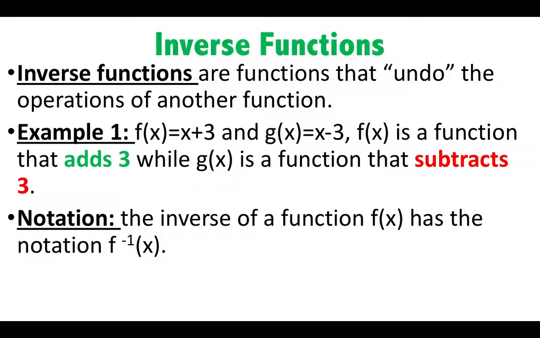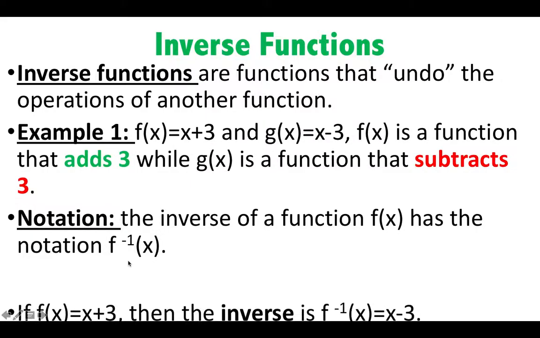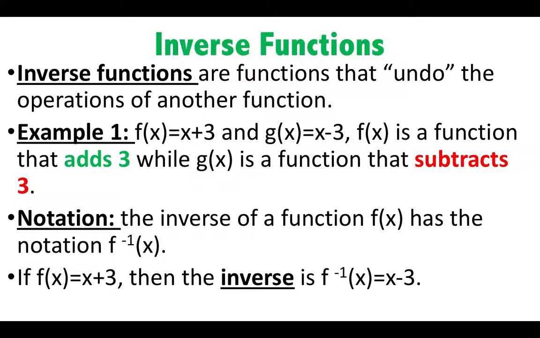The inverse of a function f of x has this notation, f with a little exponent -1 of x. We say f inverse of x. That's how we pronounce this. This is how we write inverse notation. So therefore, if f of x equals x plus 3, then we know that the inverse is f inverse of x equals x minus 3. Again, plus 3 minus 3, they undo each other. That's the definition of an inverse function.